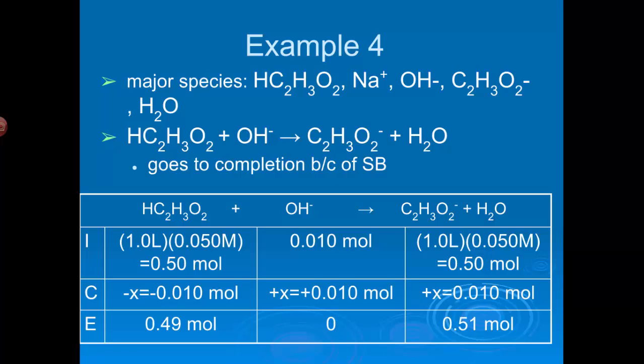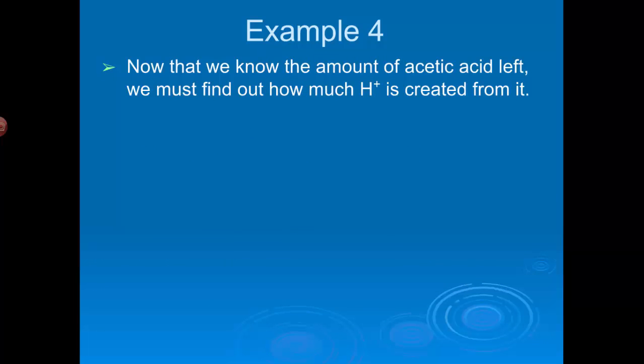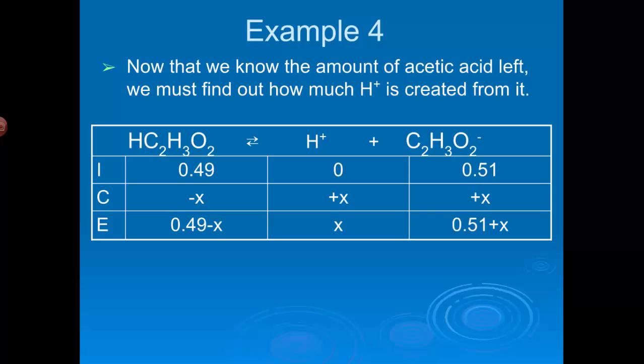So we have 0.49 moles of acid left. We have no hydroxide left at equilibrium. And we do have now a little bit more of the acetate ion than we started with. So now we know how much acetic acid is left. Let's see how much H plus is created from that. We've removed a bunch of acetic acid from our original buffer, but there's still some left that's producing protons. So let's figure out how much is left.